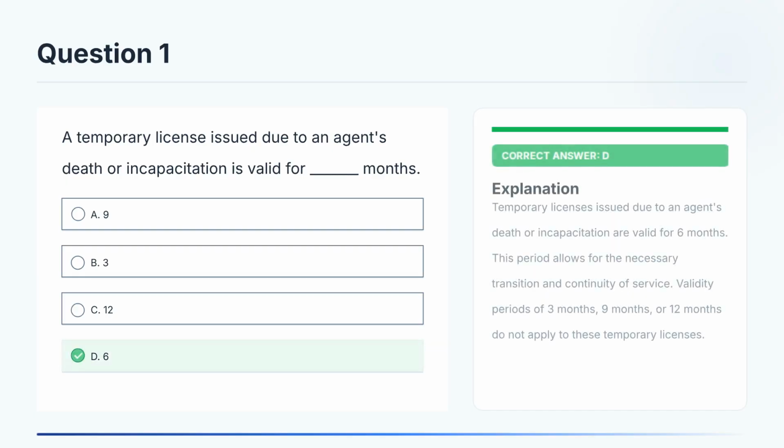The correct answer is D. 6 months. Temporary licenses issued due to an agent's death or incapacitation are valid for 6 months. This period allows for the necessary transition and continuity of service. Validity periods of 3 months, 9 months, or 12 months do not apply to these temporary licenses.